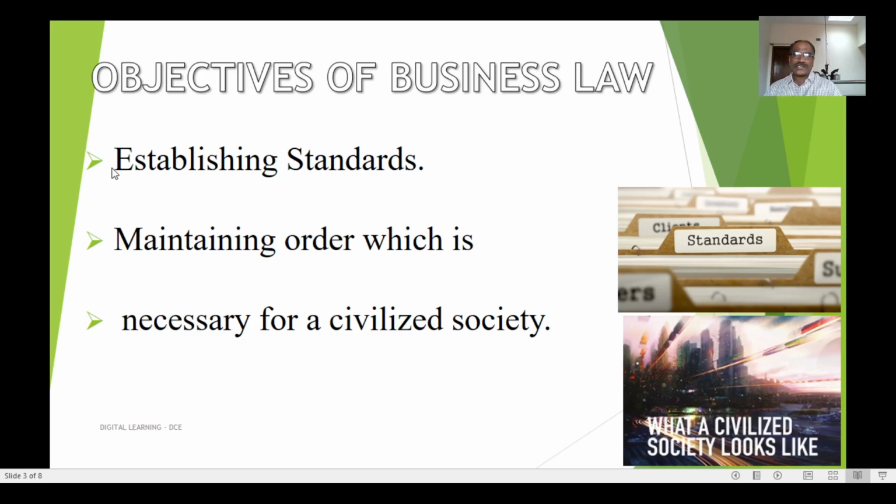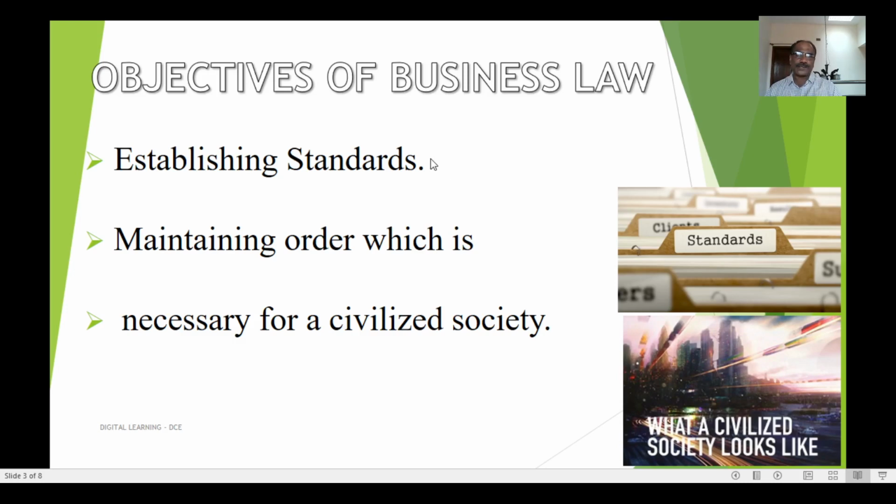Number 1, the establishment of standards. Here business law establishes some standards for all business establishments or commercial establishments, regarding the quality standards and the standards relating to quantity, which are prescribed in the particular law relating to business, what type of quality is to be maintained by each business that manufactures particular products for the public.